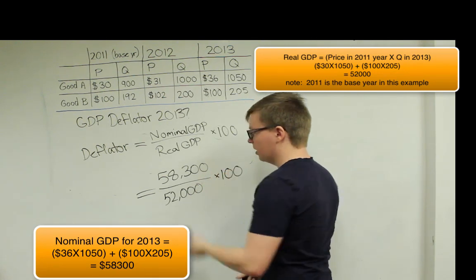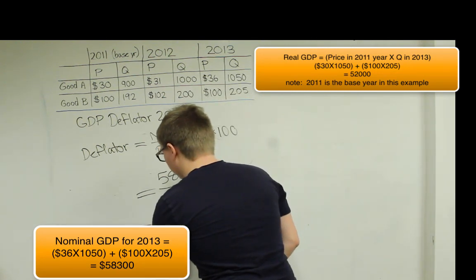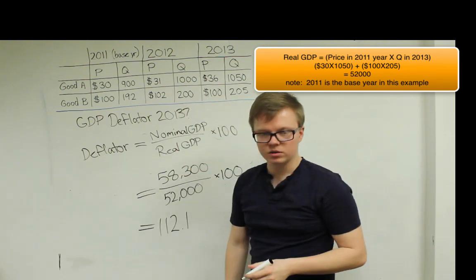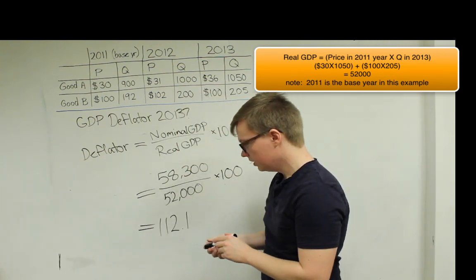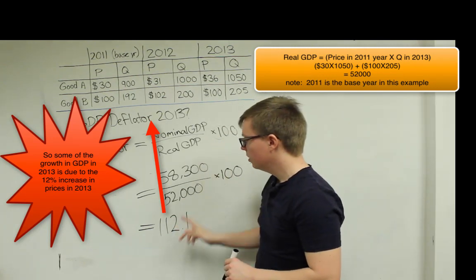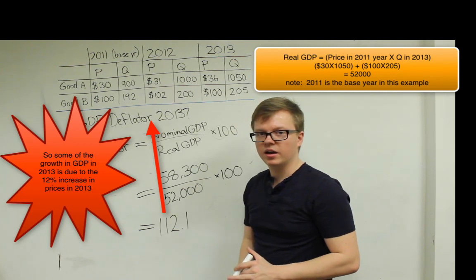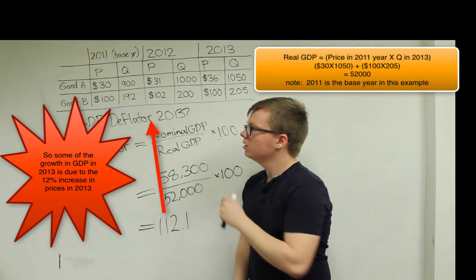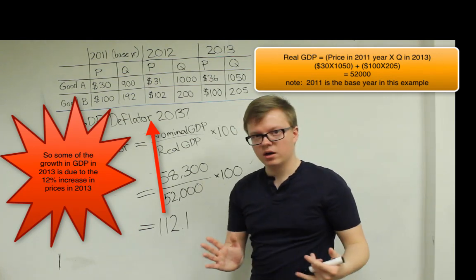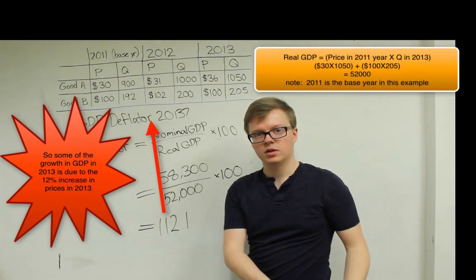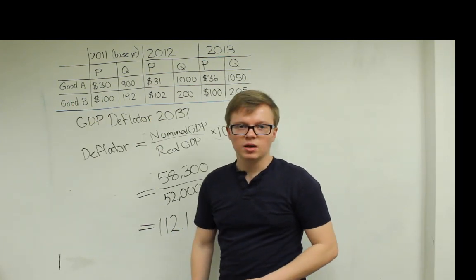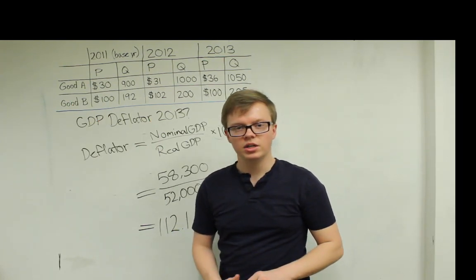If you multiply that ratio by 100, your final answer for the GDP deflator is about 112.1. That tells you that the nominal GDP is about 12% higher than real GDP in 2013. It's an approximation saying there's about 12% inflation from 2011 to 2013. So those are just a few examples of how to work with real and nominal GDP.